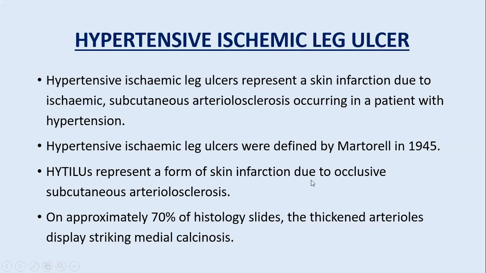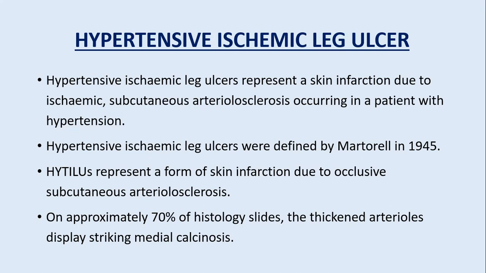The last of the ulcers to be discussed today are the hypertensive ischemic leg ulcers. They represent skin infarction due to ischemic subcutaneous arteriosclerosis occurring in patients with long-standing hypertension. They were defined by Martorell in 1945. Hypertensive ischemic leg ulcers represent a form of skin infarction due to occlusive subcutaneous arteriosclerosis.